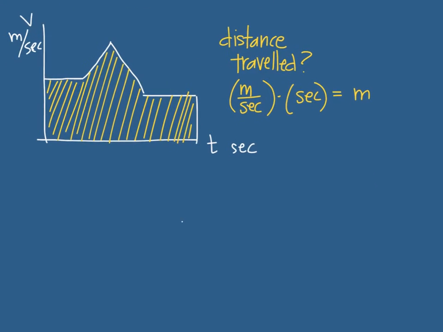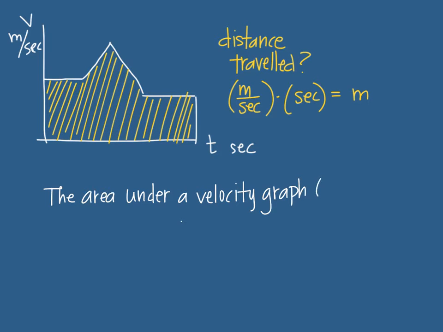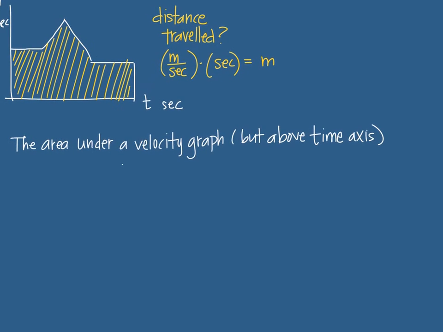So the physics of that is this. The area under a velocity graph but above the time axis, it has to be above the axis in that first quadrant, is equal to the distance traveled.